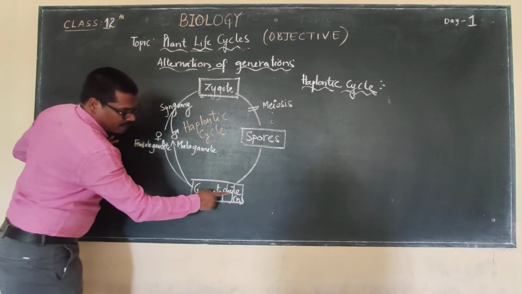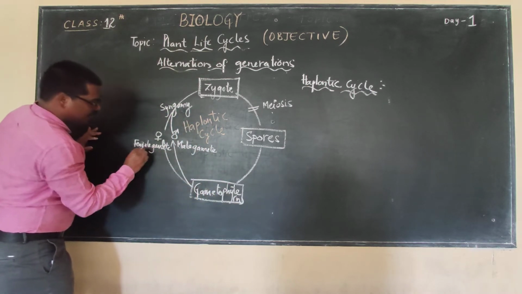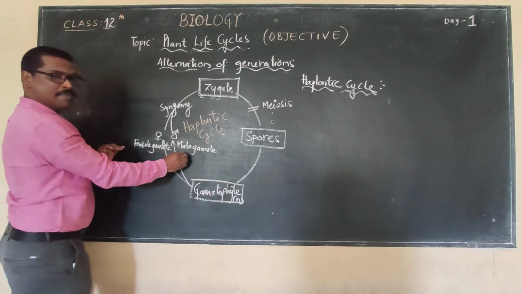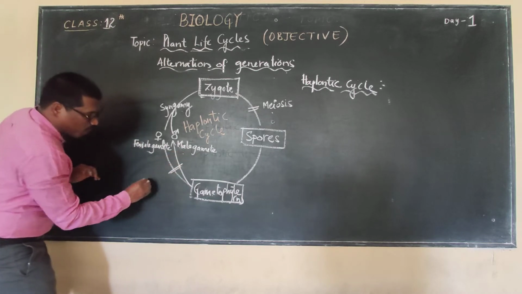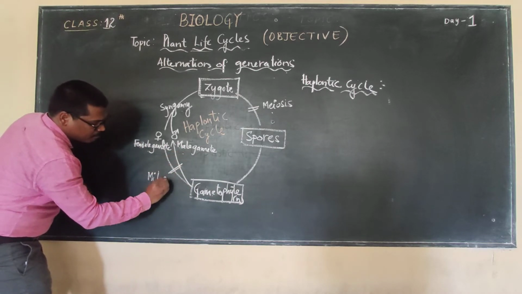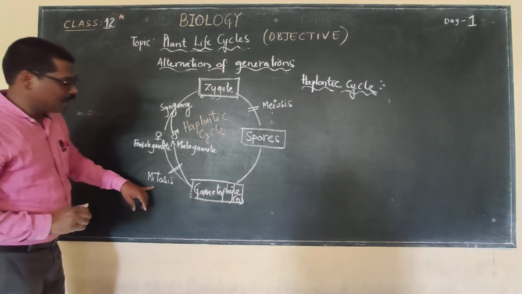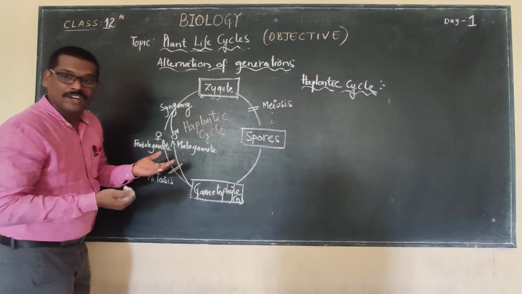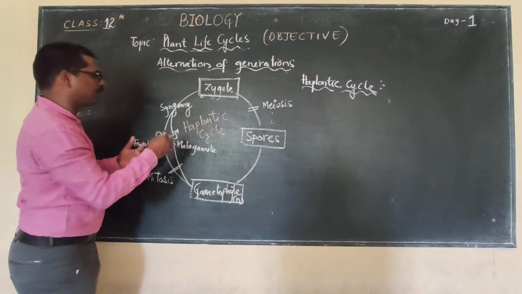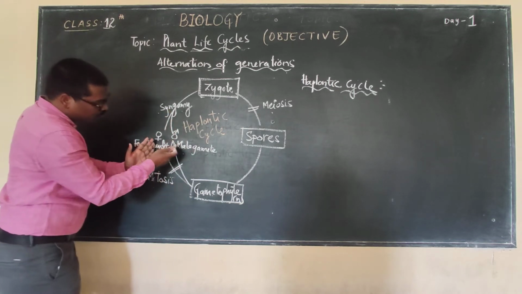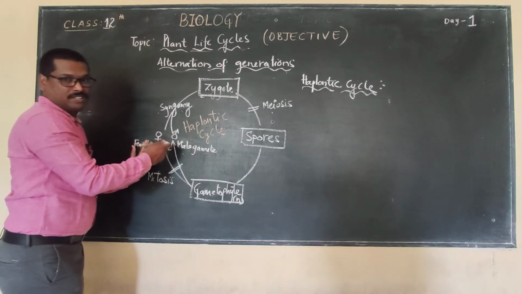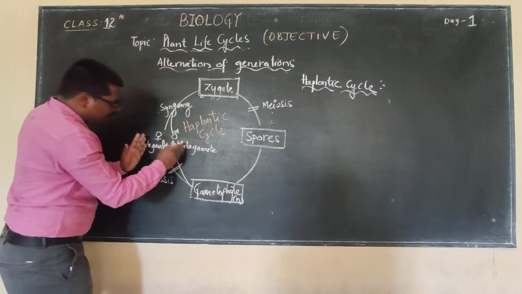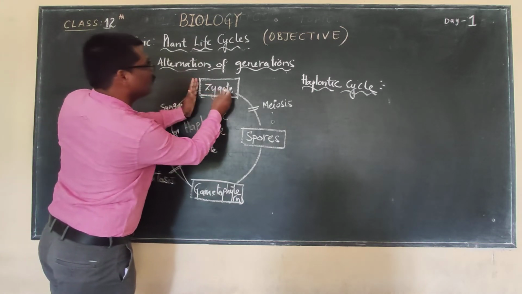Now the gametophyte, which is haploid, produces the gametes by a process called gametogenesis. The female gamete and the male gamete, they are produced by what process? They are produced by mitosis. So these gametes will fuse together, and we call it fertilization. Another term for fertilization is syngamy. So the fusion of the male gamete and the female gamete is called fertilization, or otherwise syngamy. When these two fuse together, they lead to the zygote.